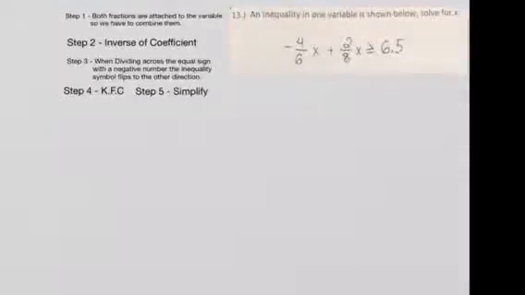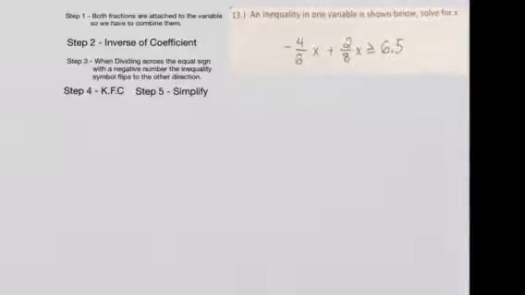All right, so before we begin this problem, a couple things you need to know about inequality equations that have fractions. Step one, both fractions are attached to the variable, so we have to combine them to have like terms. Step two, inverse of coefficient. We want to separate the fraction from the variable. That way we can have x is greater than or equal to or less than or equal to whatever its value is.